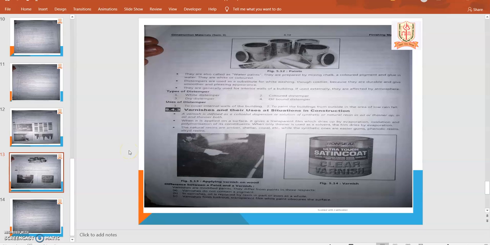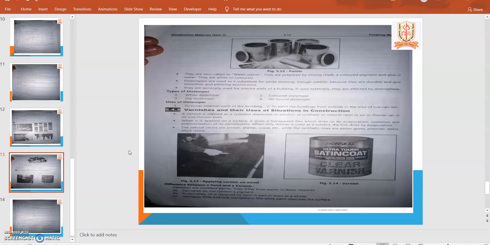In the last lecture, we went through the varnishes. So let me discuss. Varnish is defined as a colloidal dispersion or solution of synthetic or natural resin in oil or thinner. So in oil and thinner, both varnishes can be utilized. When it is applied on surfaces, it gives a transparent film which dries by the evaporation, oxidation, or polymerization of its constituents. When only thinner is used as a solvent, the film dries by evaporation.